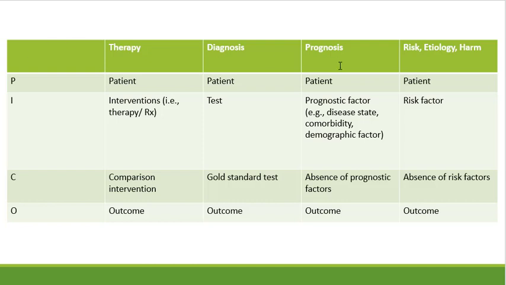As we go across this list here, we can see some of the differences. So for example, with diagnosis, you may be interested in how a new particular test works, whether that is a manually applied test to the patient, think your orthopedic exam tests, or maybe imaging, and you're going to compare that to the gold standard test. Prognosis, looking at prognostic factors or the absence of prognostic factors, and then with the last group here, looking at risk factors or the absence of risk factors.